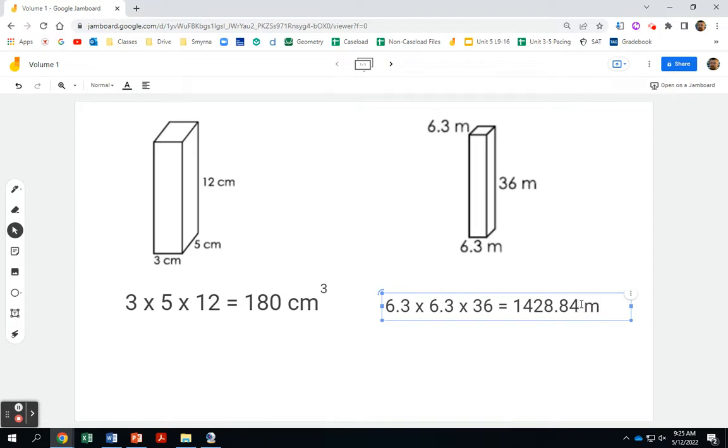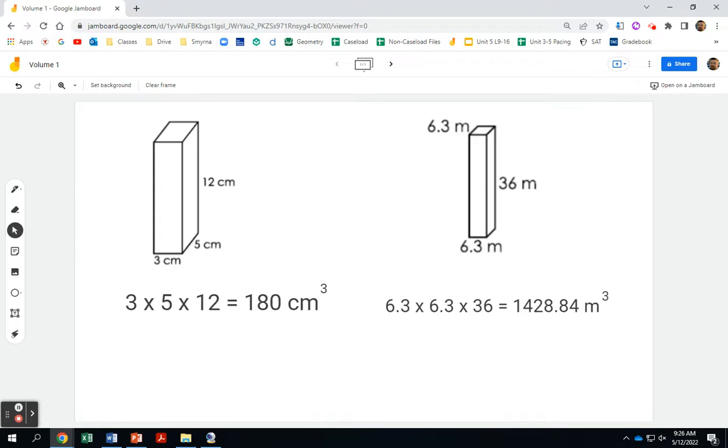We're going to have meters cubed, with the 3 over here. There you go, meters cubed. All right, so that's how you do all the rectangular prism volume problems. That's the same for everything through number 10. Any questions on that? Okay, let's move on.